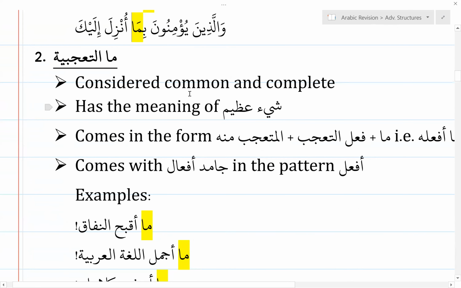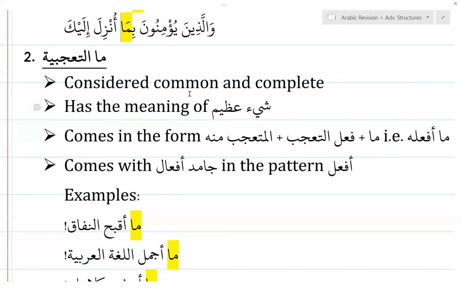So we said these are isms. They have four properties, and one of the properties is type, common or proper. We know that ma is supposed to be proper. It's an ism mawsul for the most part, and they're supposed to be proper. But here this kind of ma is considered common.